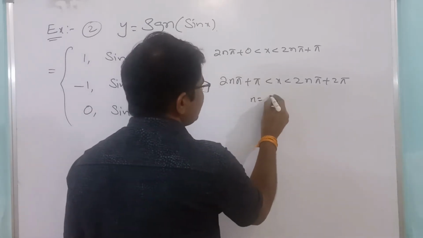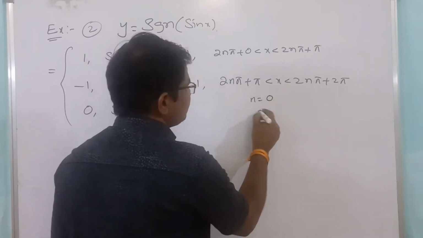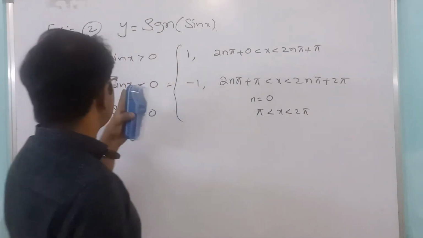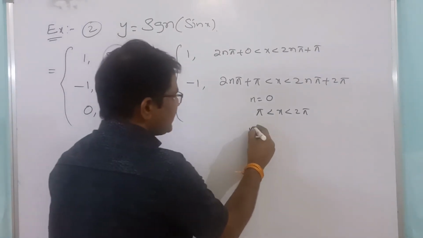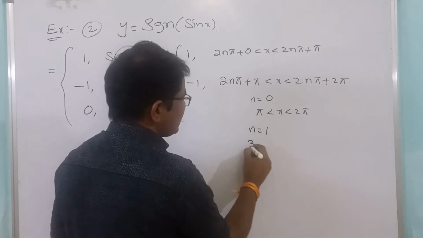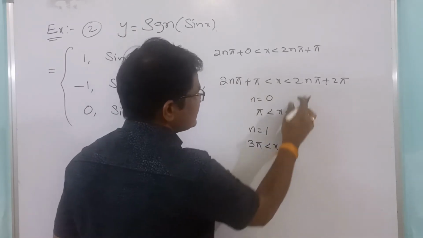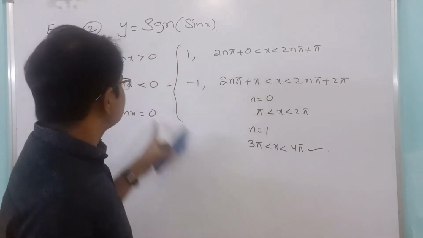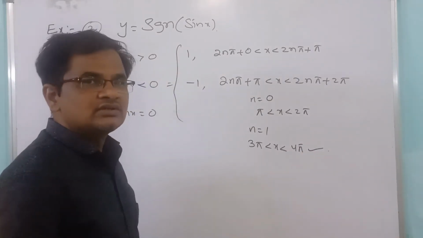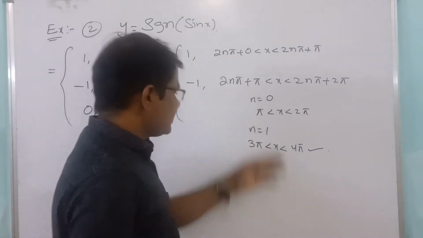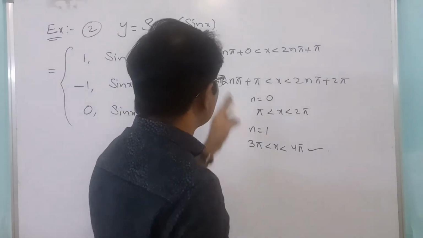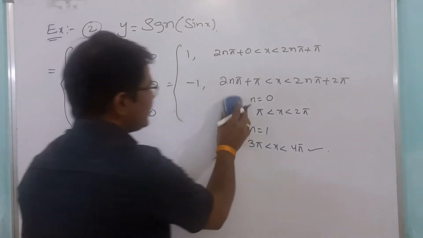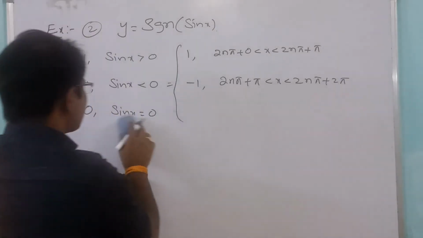If you substitute n equal to 0, what will you get? Pi less than x less than 2 pi. Third quadrant and fourth quadrant, sin x is less than 0. If you take n equal to 1, 3 pi less than x less than 4 pi. In this interval also sin x is less than 0. So like this, by taking all the integers, you will get all the intervals where sin x is less than 0, right?